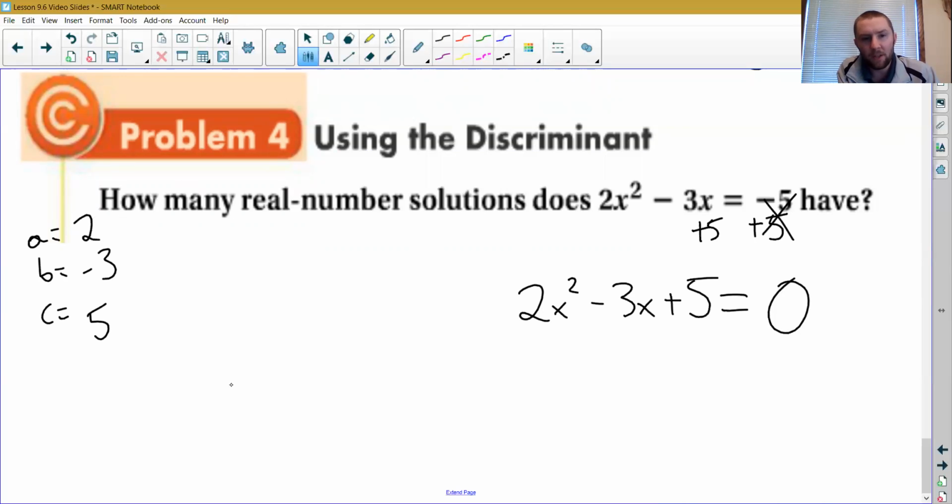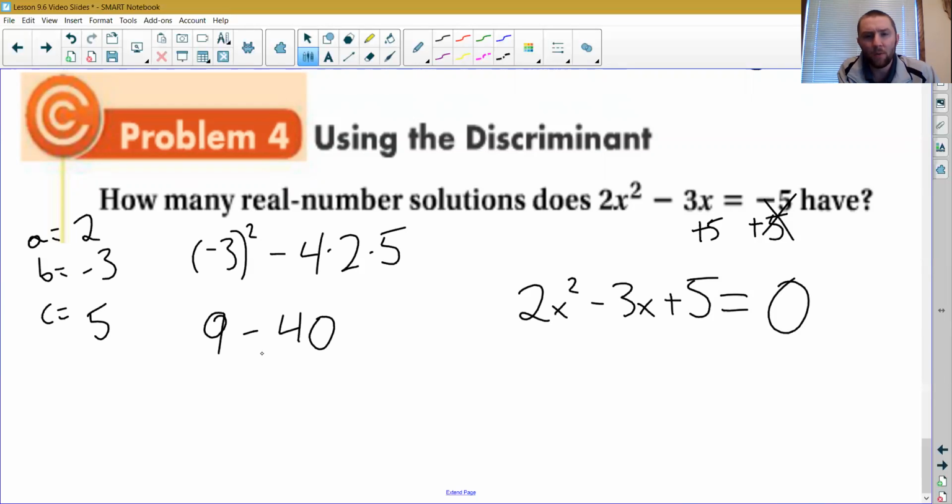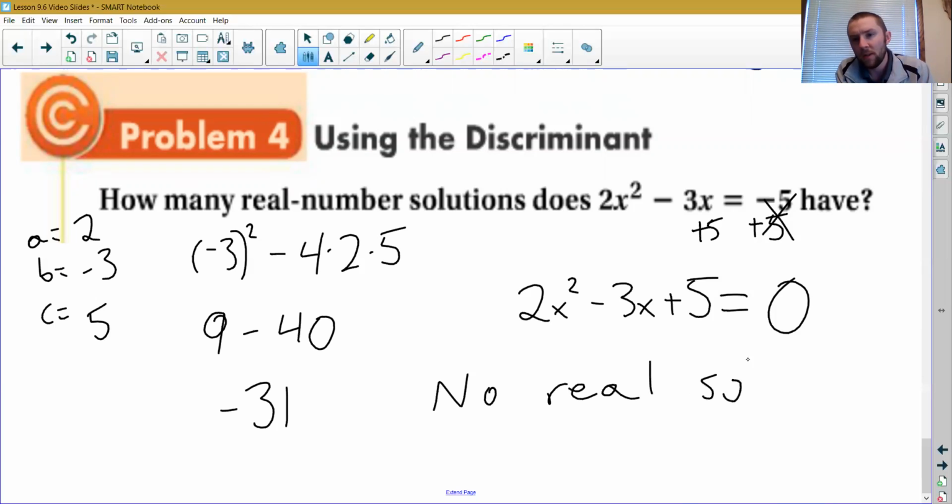So when I calculate my discriminant, b squared is going to be negative 3 squared, minus 4 times 2 times 5. So let's see, negative 3 squared is 9. Minus 4 times 2 is 8. 8 times 5 is 40. So I end up here with negative 31. So that's the value of my discriminant. What does that tell me about this particular equation? Well, it tells me that there are no real solutions.